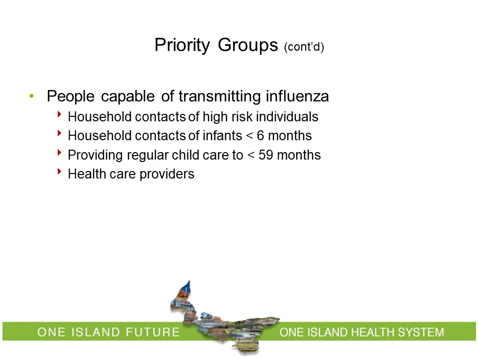Priority groups also include those individuals who are capable of transmitting the virus, such as household contacts of high-risk individuals. Examples of these would be immunocompromised, such as people receiving chemotherapy, household contacts of infants less than 6 months of age, individuals who are providing regular child care to children under the age of 59 months, and healthcare providers.